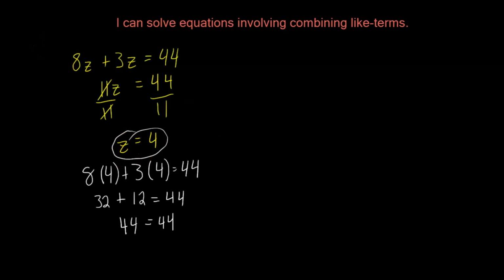Let's look at one more example quick. So we're given 2a minus 4a equals 16. So on this left side, we have two like terms. They have the same variable. So we just need to subtract their coefficients now, because we're subtracting. So 2 minus 4, that gives us negative 2. So negative 2a equals 16.